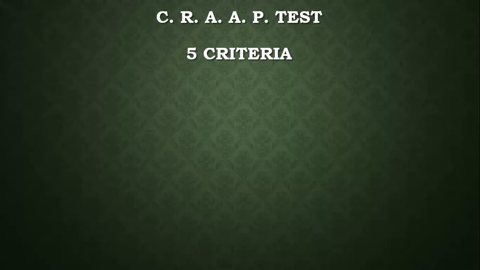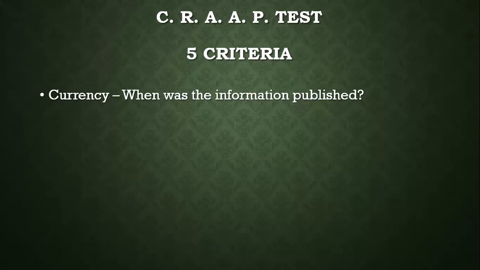There are 5 criteria that you should use to evaluate your research. The first is currency. When was the information published or updated? Another question to consider is, is the information current or out of date for your topic?